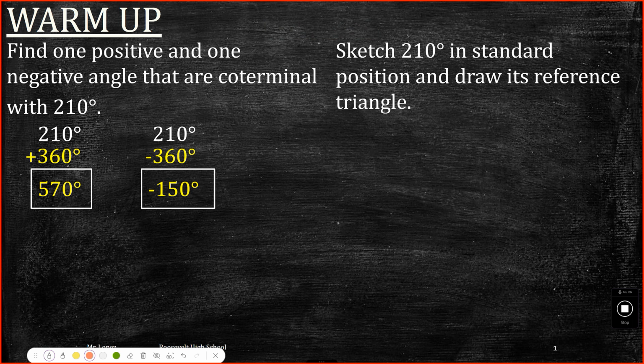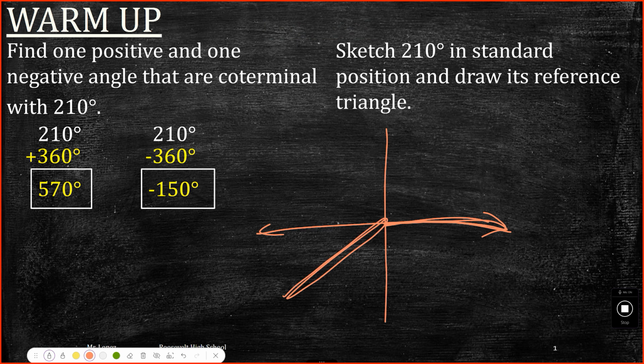Okay, so sketch 210 degrees in standard position and draw its reference triangle. I already did it here. Sketch 210. So yeah, we got 210 being right here. Reference triangle. With my first period class, I already saw when I look at the homework, I see people doing this, drawing this.